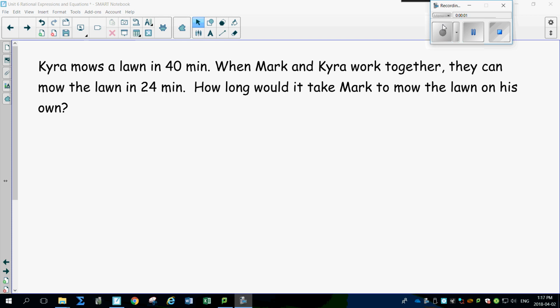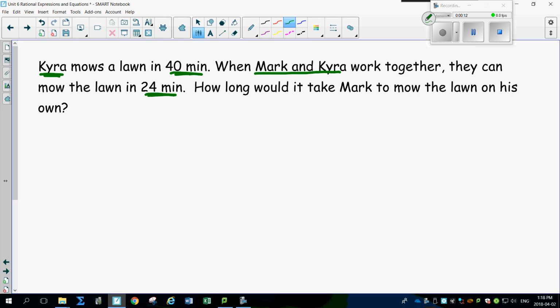So let's continue our journey here and look at this kind of question. Notice this one. Let's read it. It says, Kyra mows the lawn in 40 minutes. Mark and Kyra together can mow the lawn in 24 minutes. Now, look what's happening here. It's asking you, how long would it take Mark to just do it on his own?